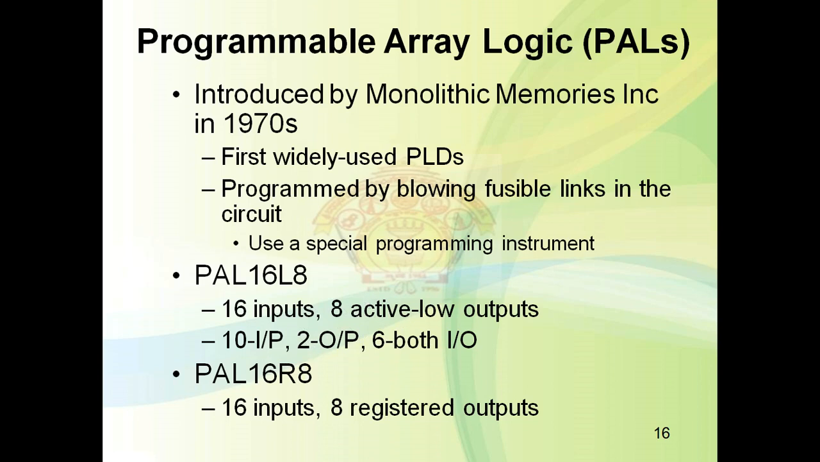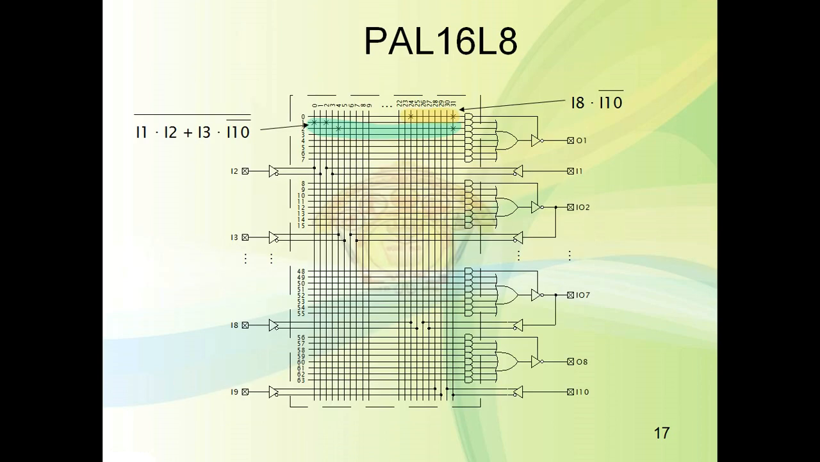There is another example of programmable array logic, that is PAL16R8. In case of 16L8 there is no output register, and in case of 16R8 an output register is present, and hence we can use it for sequential circuits. We'll see the block diagram of the 16L8 IC.